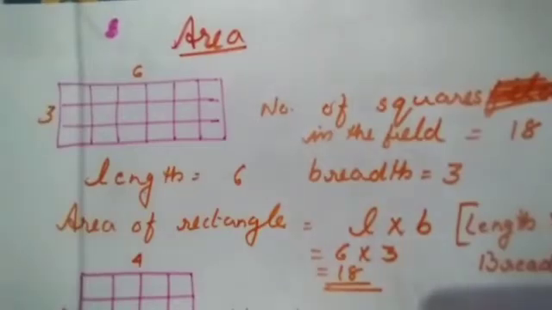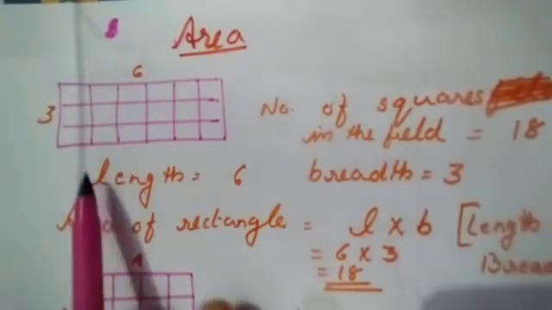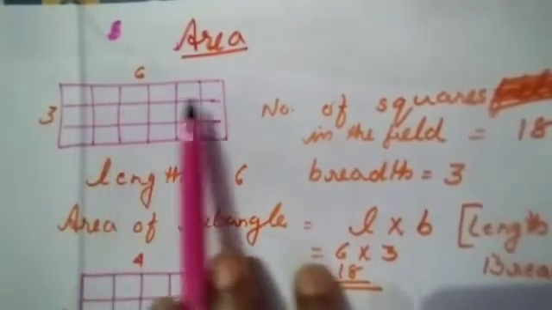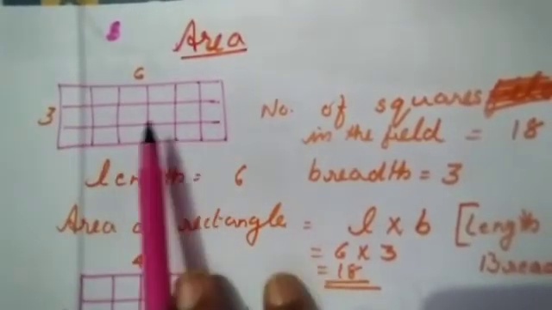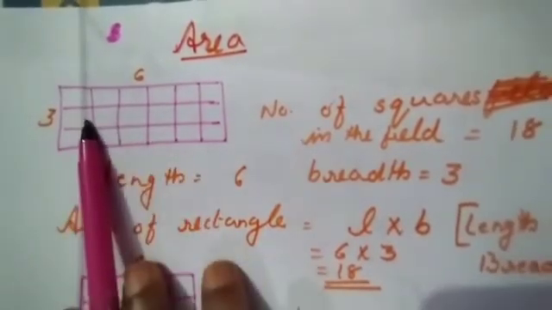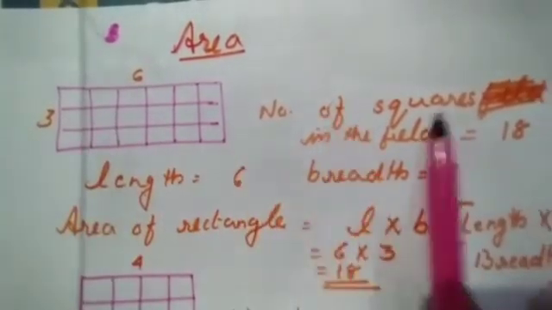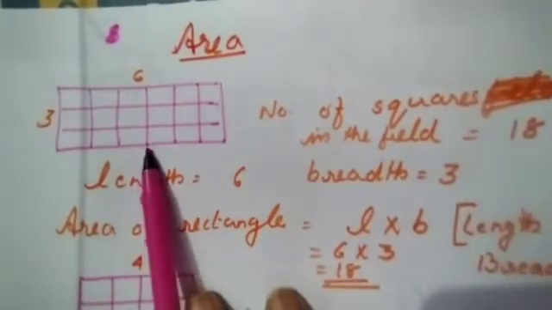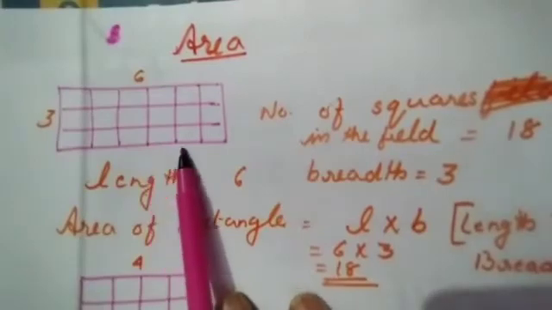Next, area of a field. Here some squares are given. It is in rectangle form. A rectangle has some squares. Then how many squares are here? Then we can count. That is 18 squares. Number of squares in the field is 18. Therefore, the area equals 18 square meter.